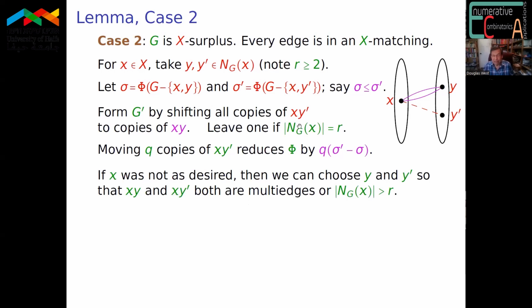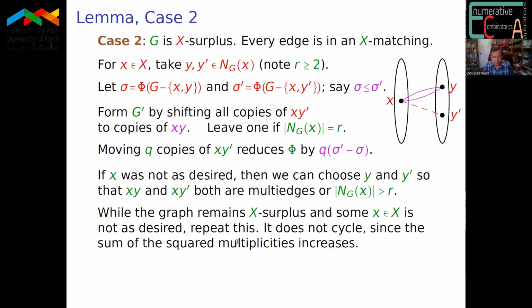So if X didn't already have the desired property, then we can pick neighbors Y and Y prime so that both of those edges are multi-edges, or X had an excess neighbor. And so we are able to make this shift while still staying in the family G sub n, k, and R. Okay, so as long as the graph remains X surplus and some vertex of X doesn't have the desired properties, we can make this change.